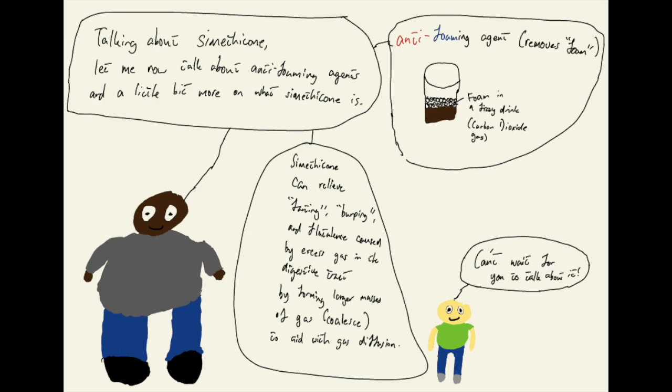Whilst talking about simethicone earlier, let me teach you more about anti-foaming agents. Oh, I can't wait for you to talk more about simethicone. Very well. So what is simethicone? Simethicone is an anti-foaming agent which basically removes foam. Just picture the foam created by carbon dioxide gas when you pour a can of soda. An excess of gases in our gastrointestinal tract are reasons behind things like burping, flatulence, and bloating. Simethicone reduces the amount of gas buildup in our gastrointestinal tract by forming larger masses of gas, or as they coalesce, which aids with the diffusion of gases, as now gases diffuse as larger molecules.